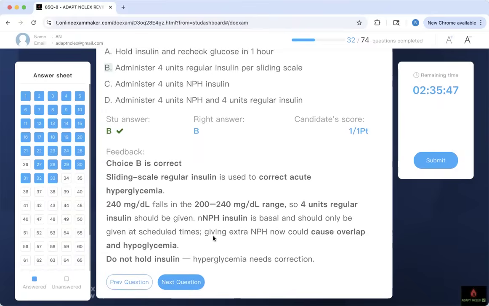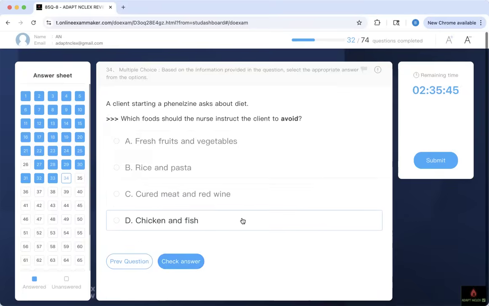And this is the explanation about it. Which food should the nurse instruct the client to avoid? A client started taking Phenelzine and asks about diet. What do you think we've done? Pharmacology. I have a bunch of pharmacology in the adaptive class. We did a series. We have a 6-hour video. You can watch it the day before exams, with a bunch of questions. Just sit there and then absorb it. But what do you think?